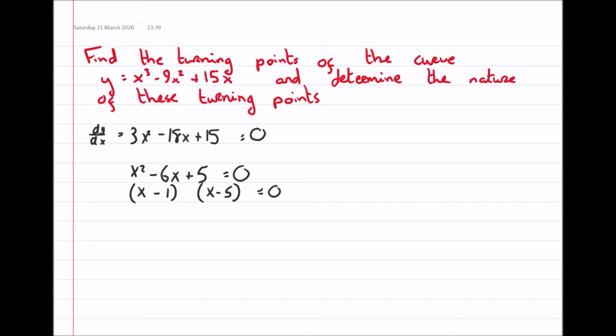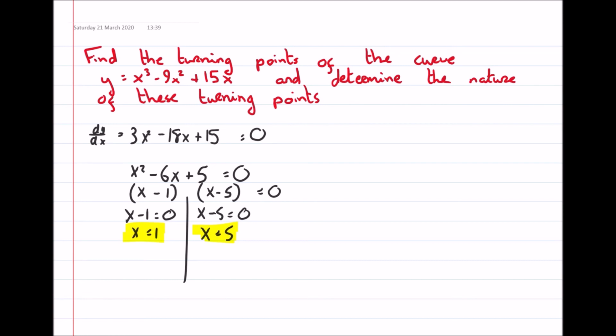Okay, so just to make sure that's right, x by x, x squared, minus 1 plus minus 5, minus 6, and minus 1 multiplied by minus 5 is plus 5. Let both equal 0, for x equals 1 and x equals 5. So I know now I have two turning points at x equals 1 and at x equals 5. I want to determine the nature of these turning points.